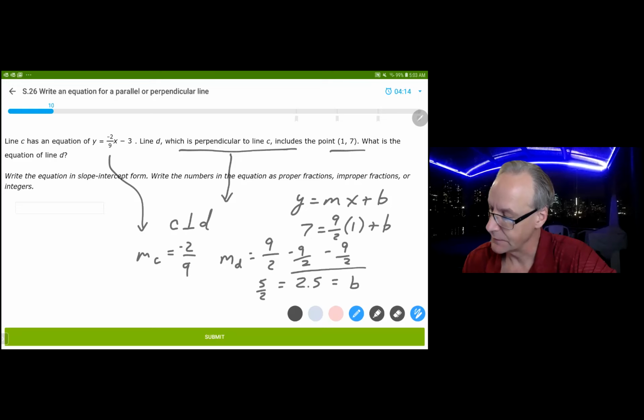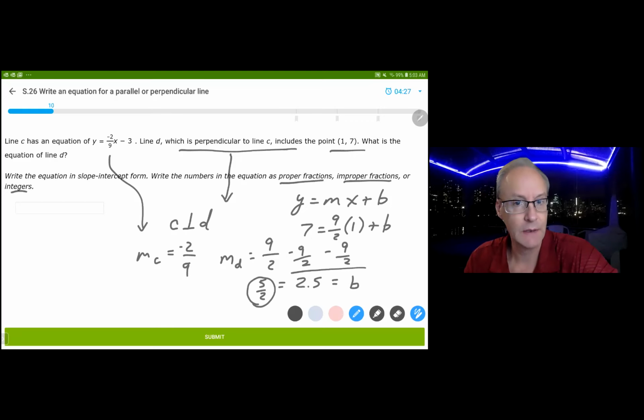Let's see what it says. It says to write the numbers in the equation as proper fractions, improper fractions, or integers. They're going to force you to use fractions in this one. So we're going to have to use the 5/2. Basically, I had to get a common denominator to do this. This is 7/1, and I multiplied by 2 and got 14/2 and subtracted. So then I got my 5/2.